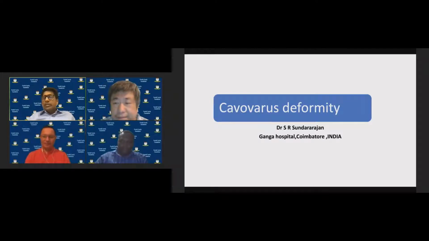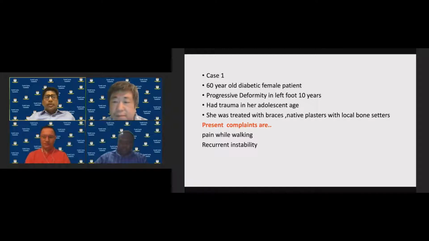So herewith I start. I have 2 cases with 2 different scenarios. This is a case of a 60 year old diabetic female patient. She developed progressive deformity of the left foot over 10 years. She says she had trauma in her adolescence, and after that she couldn't remember what happened. But for these 10 years, because of the progression of the deformity, she was treated with braces. She had a couple of plasters with the local bone setters, which is very common in India. And she didn't have any relief.